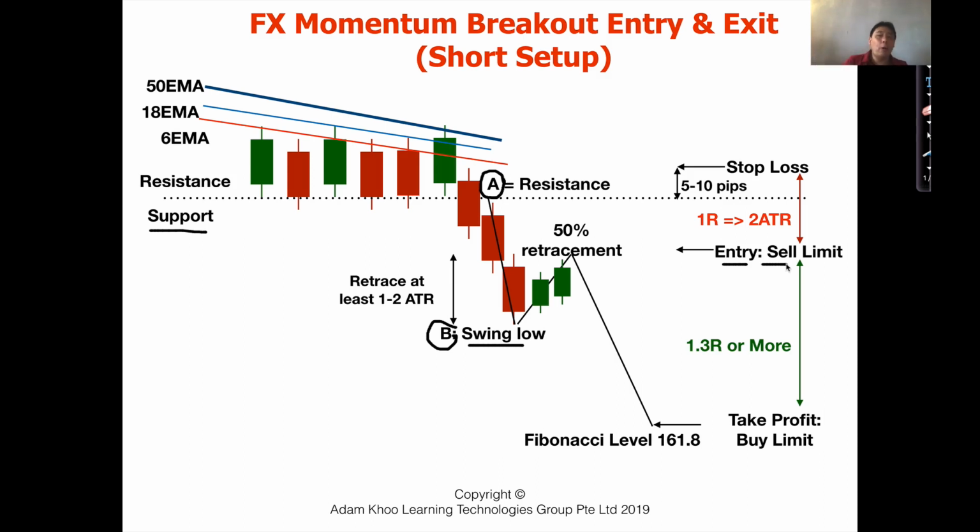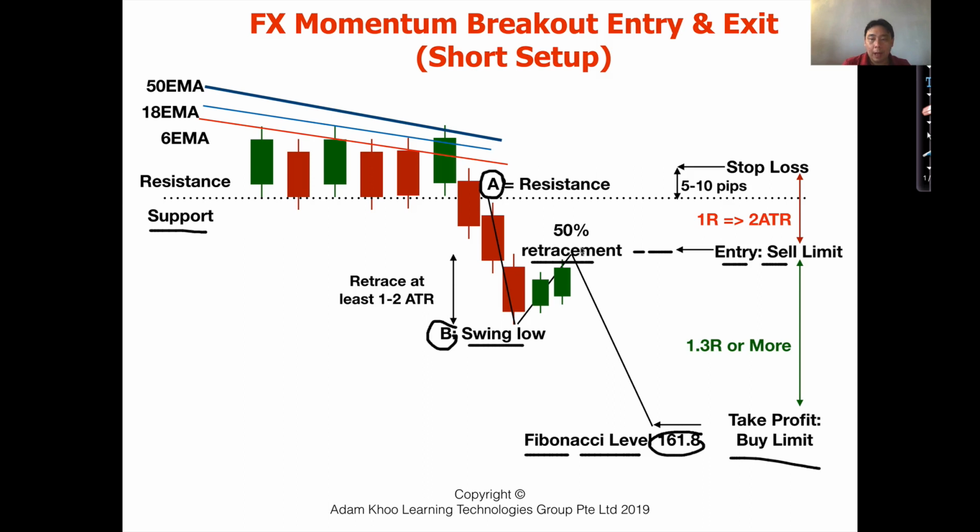Now, again, normally when we're going short, when we use Fibonacci, we click the A, we drag it to B, correct? Now, again, for the strategy, we do the opposite. We click on B first, and then we drag it to A. So when you click on B, drag it to A, two levels will come out. The first level would be the 50% retracement level. Okay, and the second level that will come out would be the Fibonacci 161.8 level.